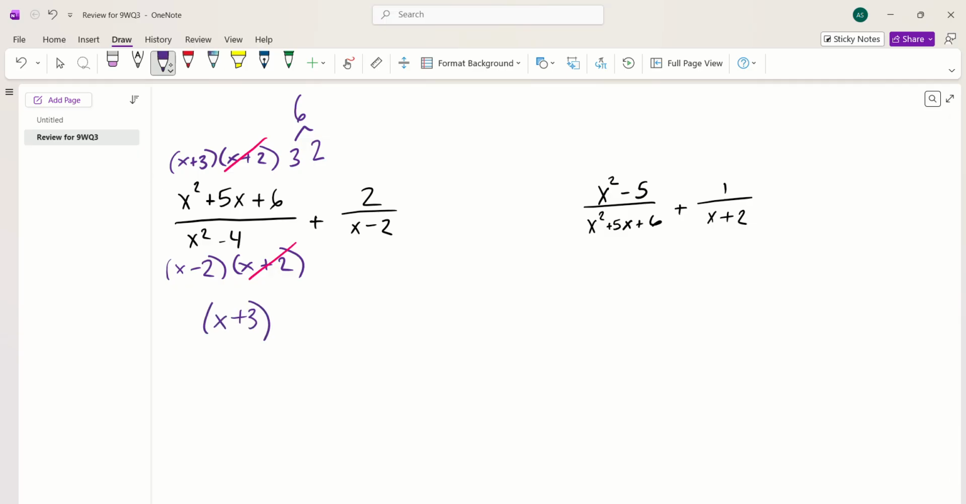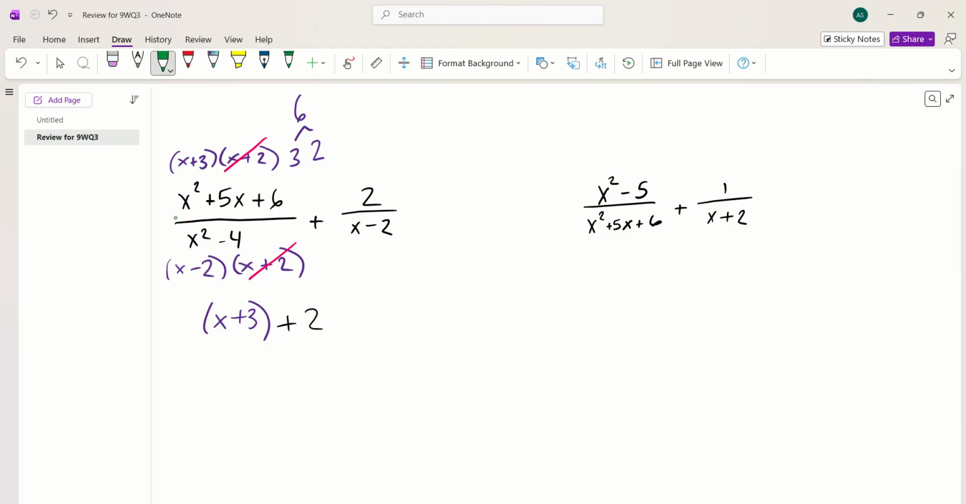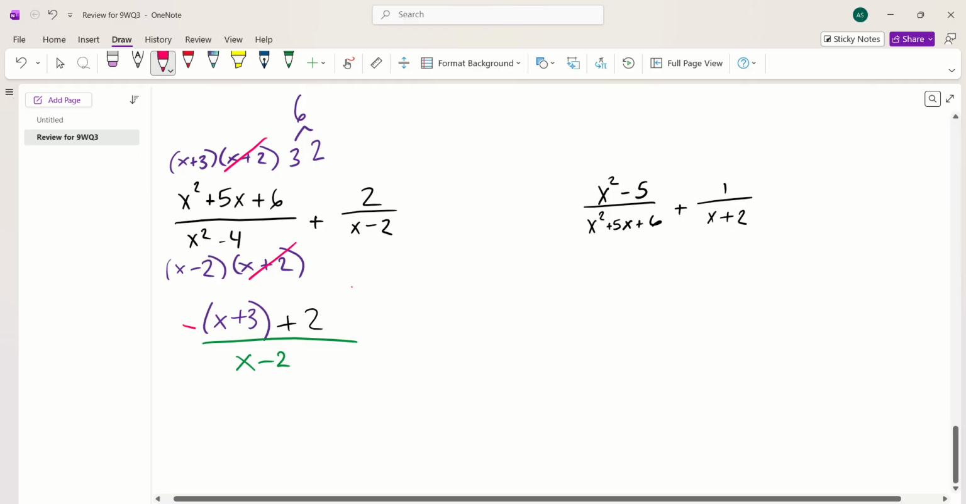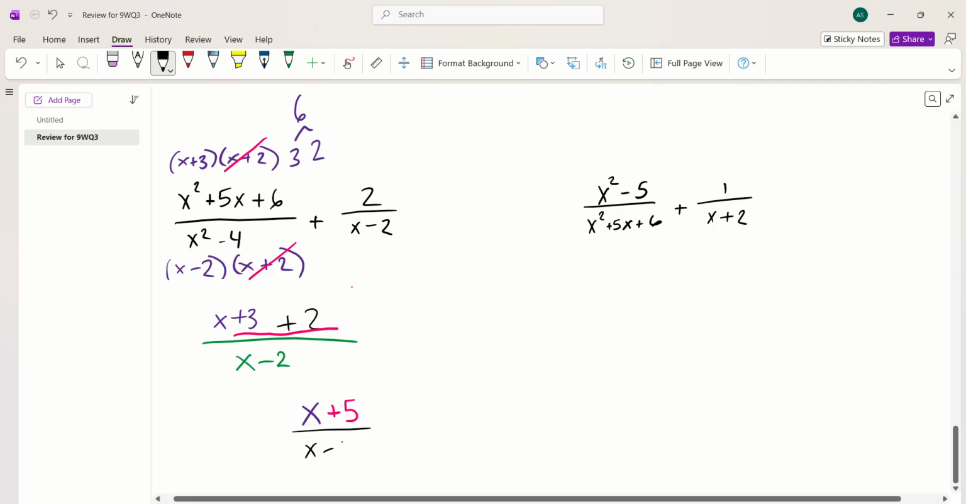X plus 3 plus 2 over the same denominator, x minus 2. From there, you're going to see that there's nothing out in front right here to distribute, so you don't need these parentheses. And then you'll combine your like terms. 3 plus 2 is 5, and so your final answer is x plus 5 over x minus 2.